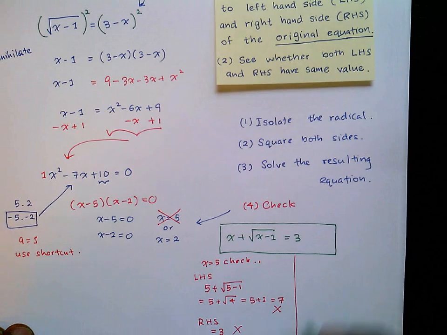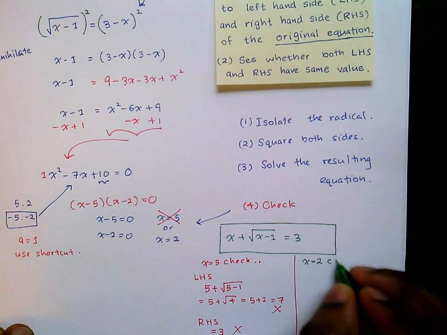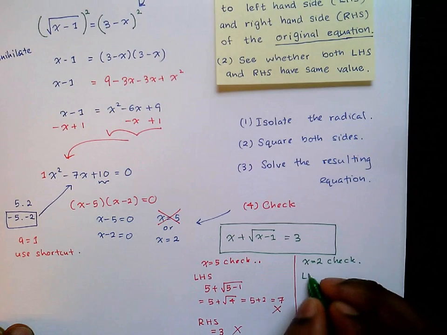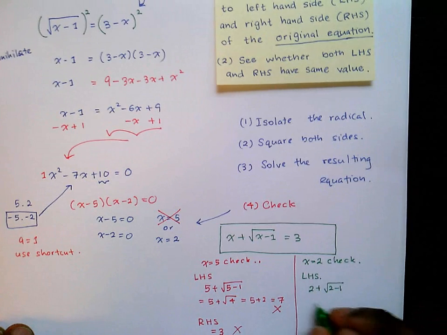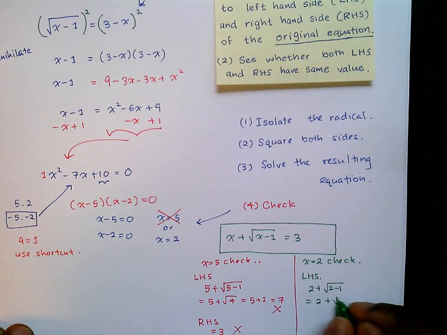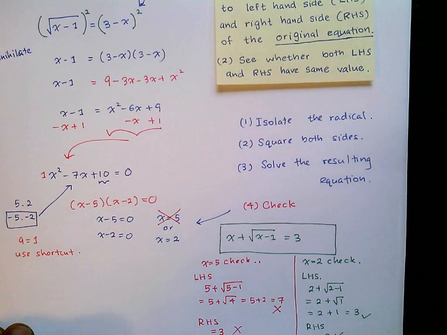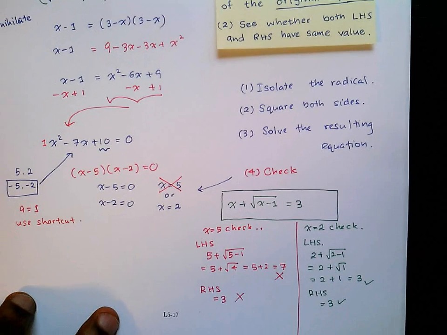Okay, so now let's check x equals 2. So left hand side, we plug in 2 here. So you get 2 plus square root of 2 minus 1, which is 2 plus square root of 1, which is 2 plus 1, which is 3. On the right hand side, you have 3. So we are good here because the left hand side and right hand side are the same, so x equals 2 is the only solution.